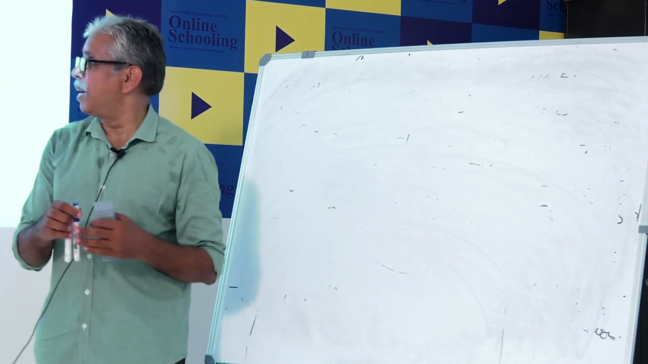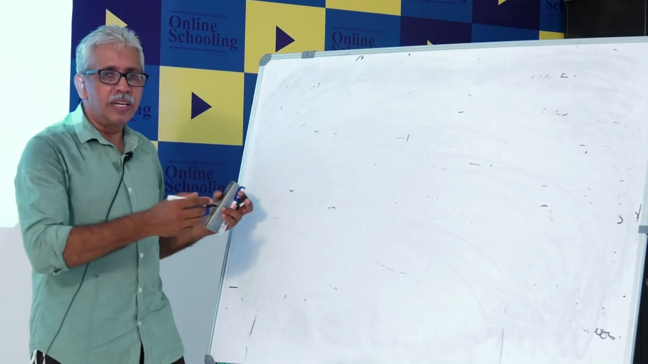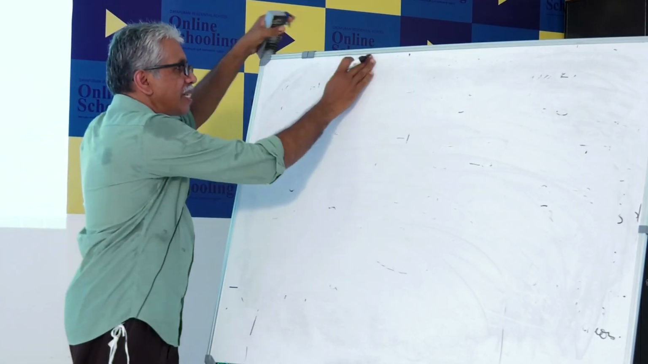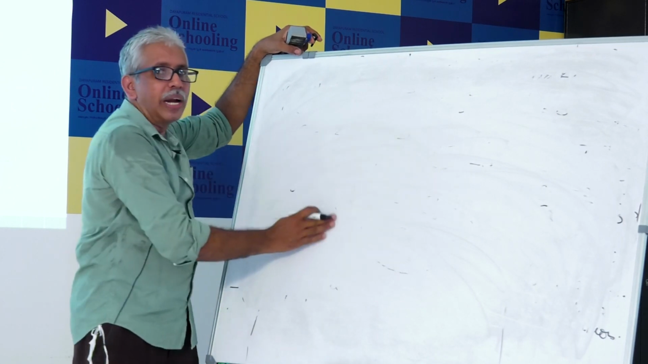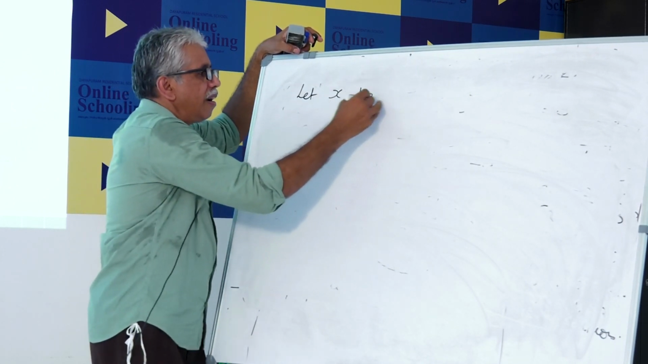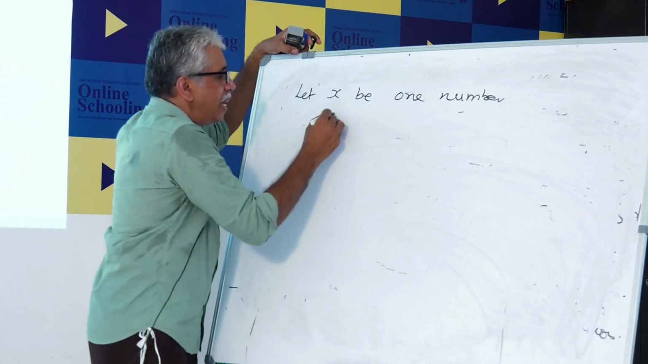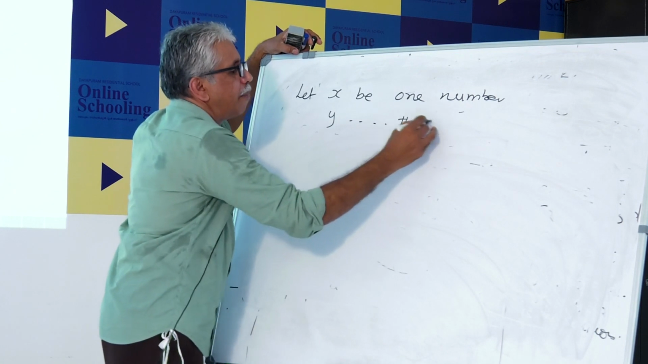The difference between two numbers is 26. That means there are two numbers. So one number you can take as x and the other number you can take as y. So let x be one number, y be the other number.